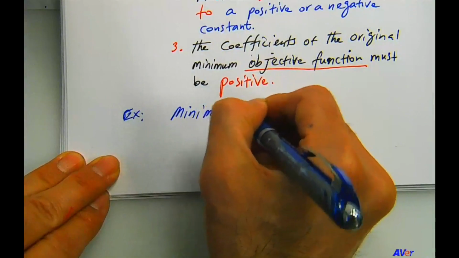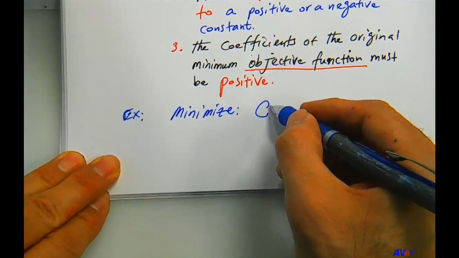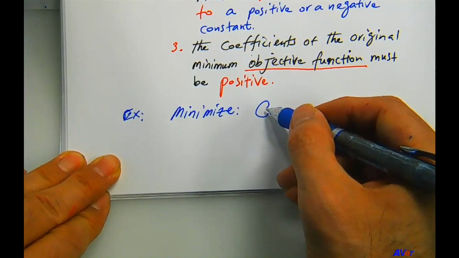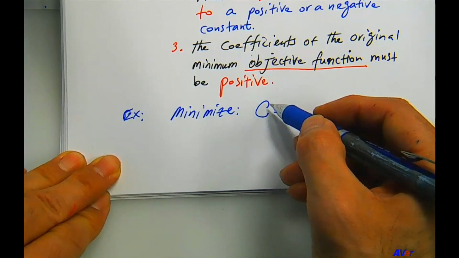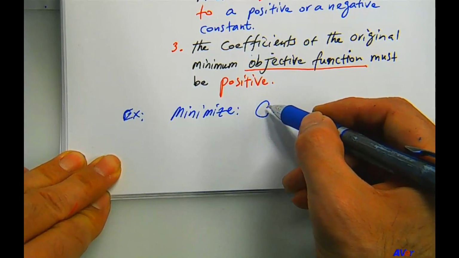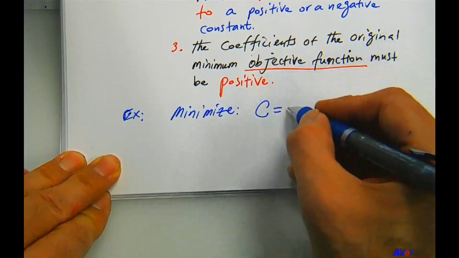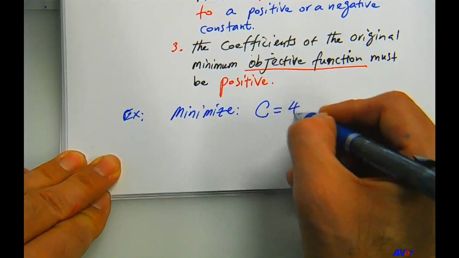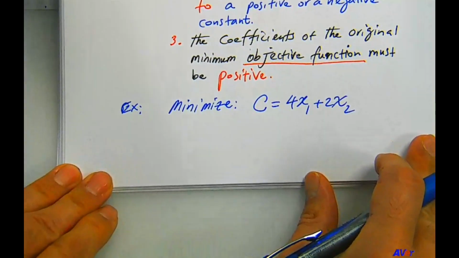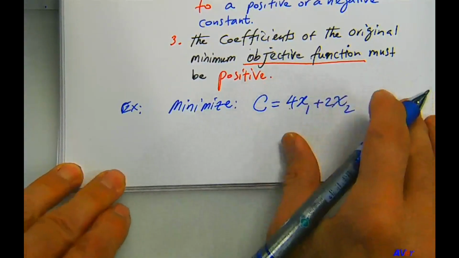So minimize. Here's the objective function, C equals. C is used in your textbook for the section on the minimum method, because if we're minimizing an objective function, it's usually the cost function. So C stands for cost. C equals 4x1 plus 2x2. Notice that the coefficients are positive, right?